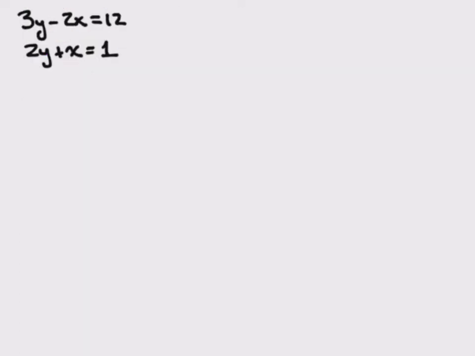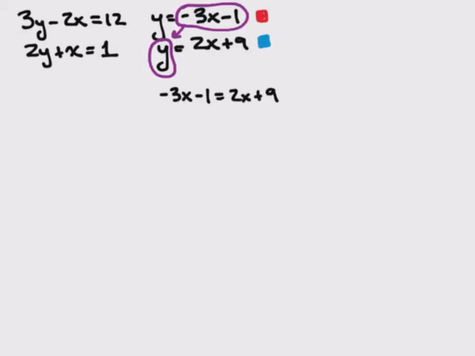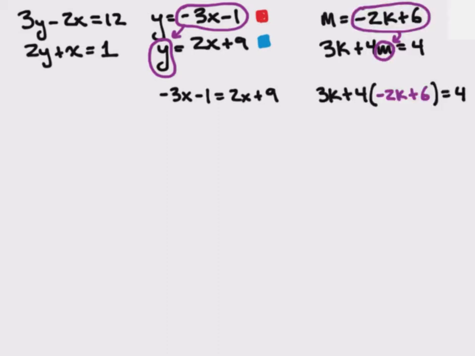Alright, here's another system of equations for us to solve. 3y minus 2x equals 12, and 2y plus x equals 1. Now in this case, neither of the equations are in variable equals form. In our first example, both of our equations were in y equals form. That made it so easy to substitute, and we were good to go. In our second example, only one of the equations was in m equals form, but that was totally fine. Even having just one, we were ready to substitute, and we were good to go.